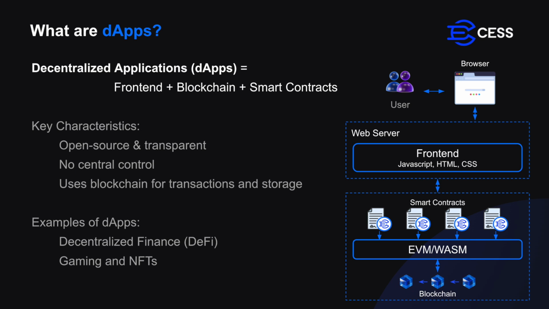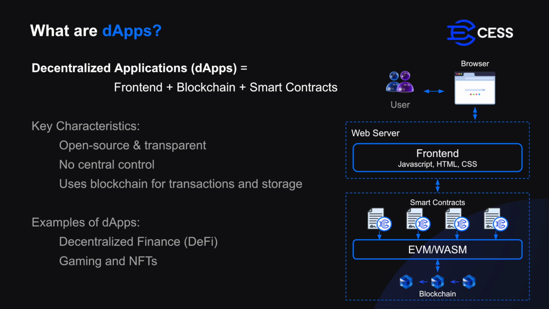So, how are dApps different from traditional apps? Traditional apps like Facebook, Uber, or Amazon run on centralized infrastructures controlled by a single company. This means users' data is stored on private servers, making it vulnerable to data breaches or censorship. The company can change policies, ban users, or restrict content at any time. Transactions go through intermediaries, adding fees and delays.